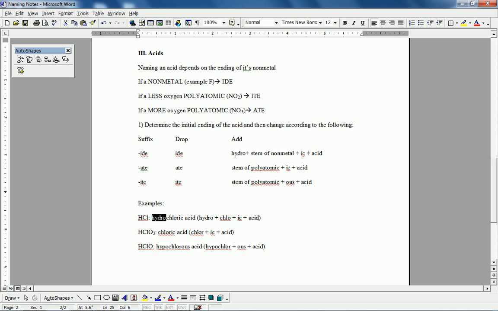The only time we add a prefix is for just regular nonmetals. Let's take a look at HClO3. ClO3 is chlorate. So let's drop the ate, use the chlor stem, add the new suffix ic and acid, and we've got chloric acid. And HClO: ClO is hypochlorite, drop the ite, keep the hypochlor stem, add your new ending, which is us, and of course acid, and you've got hypochlorous acid. So it just takes a little practice, but with a little practice and keeping the rules straight, hopefully naming won't be such a daunting task anymore.